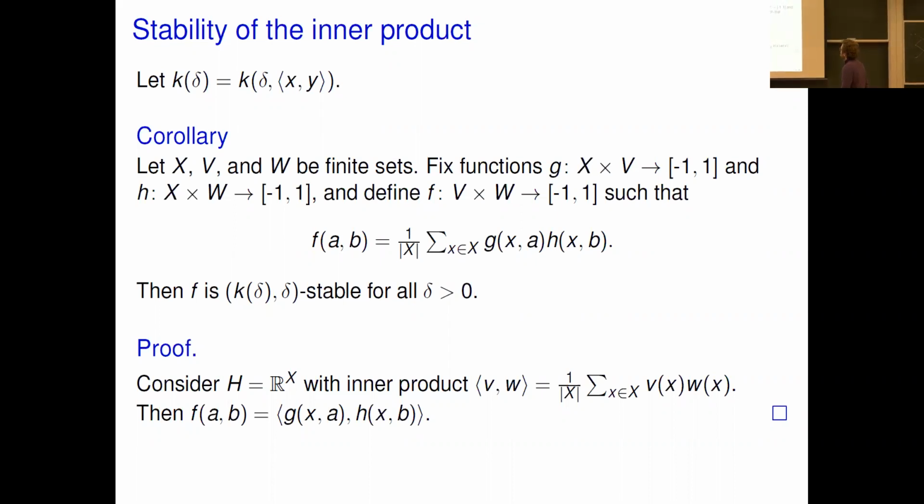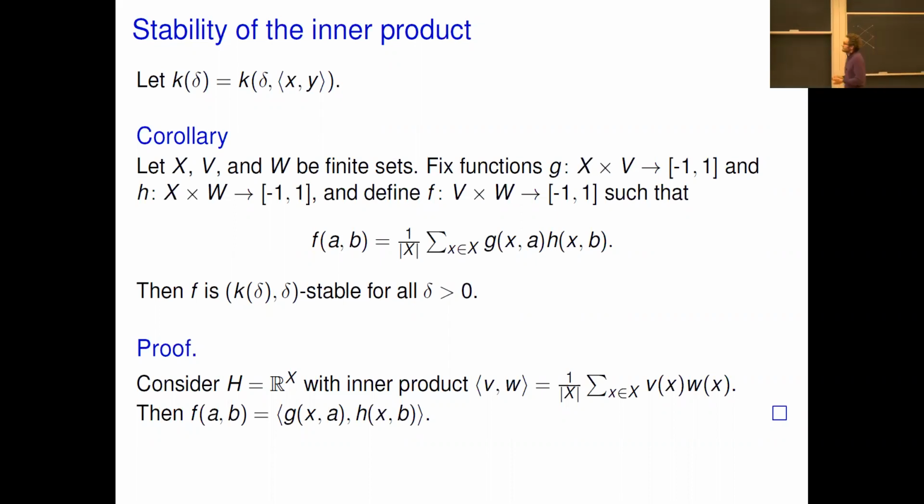Second line would be g, right? No, everything should be right. So g goes from x cross v, h goes from x cross w, f goes from v cross w. So the a is from v, goes here, b is from w. Yeah, so I'm basically just parameterizing two families of functions on x and then taking the inner product of those families with the parameters. Okay.